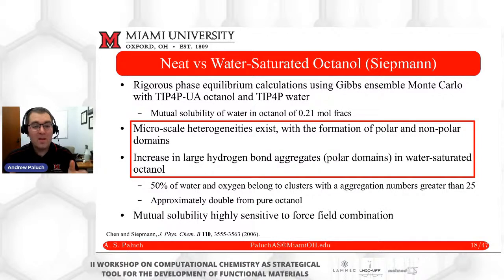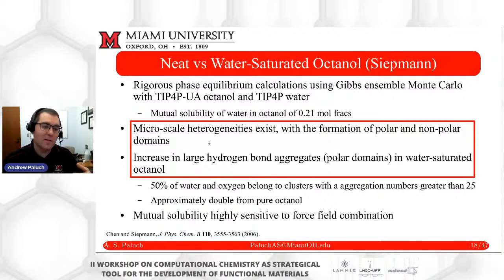And so you might picture that if I have a system of octanol, these polar head groups are going to solvate themselves. So you'll end up with these polar domains in your system, and then you'll end up with these nonpolar domains where you have these C8 chains sticking out from that polar region, and then it'll repeat. So when I have both neat octanol and water-saturated octanol, I have this situation in which I end up with microscale heterogeneities, with polar domains and nonpolar domains in my system. And what happens is when you add water to octanol, the size of these polar domains increases.